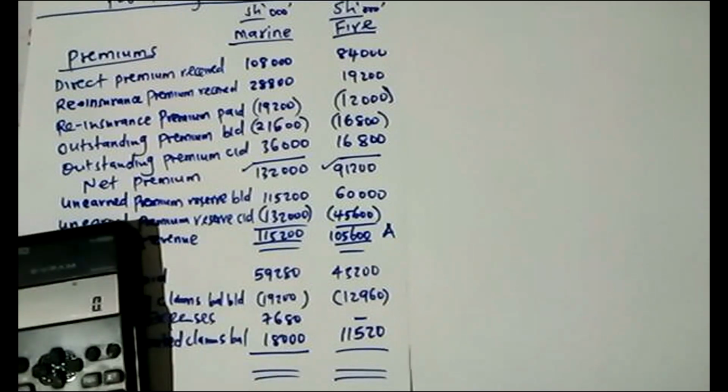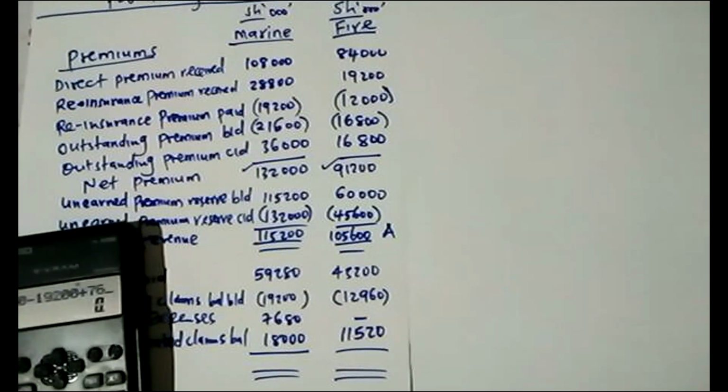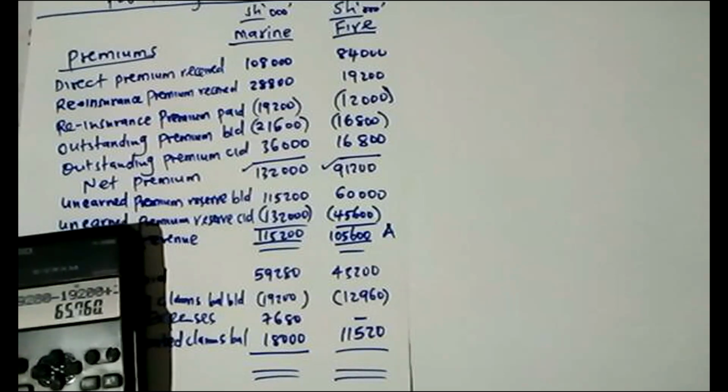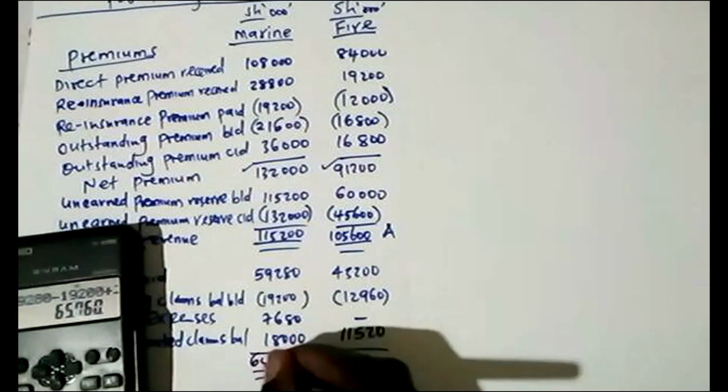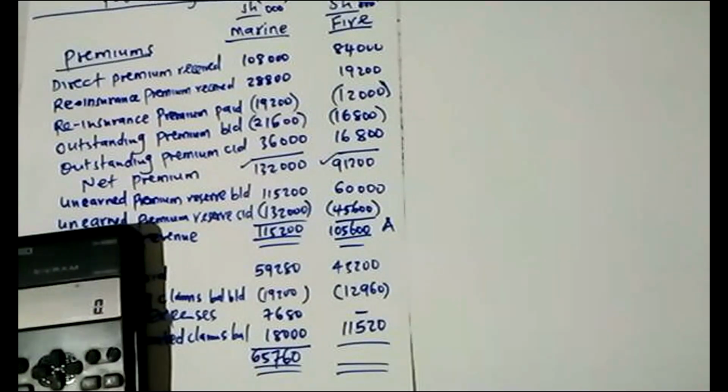So let us start with the marine. So marine is 59,280. We subtract 19,200. We add 76,80. Then we add the 18,000. So this one is giving me 65,760.